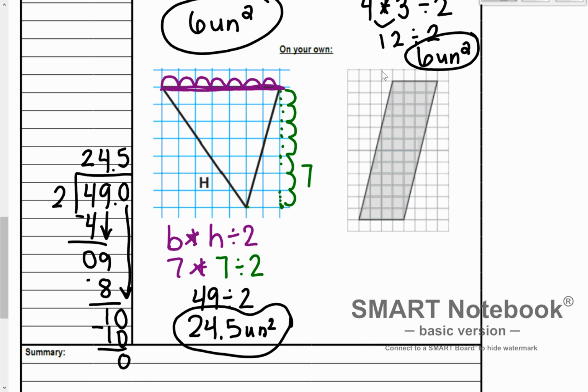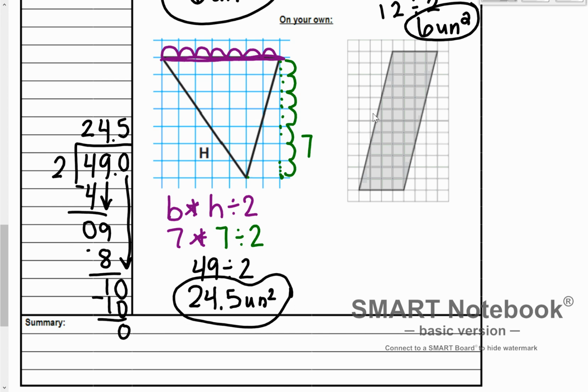All right, same thing for this parallelogram. We should have already paused the video and done this, so we are just using the video to check. My base, 1, 2, 3, 4. My height, it's gonna go all the way up to the top. 1, 2, 3, 4, 5, 6, 7, 8, 9, 10, 11, 12. That was my height.